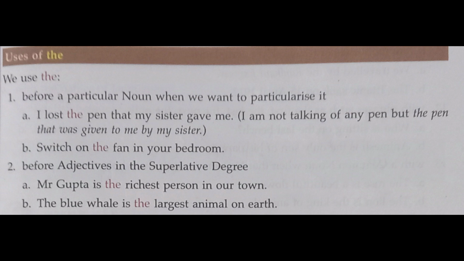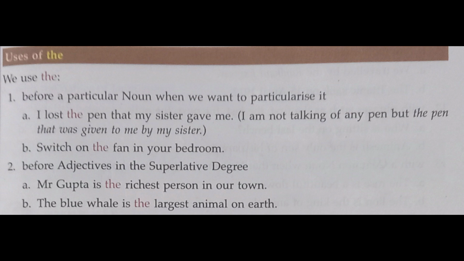All right. Number two, the is used before the adjectives in the superlative degree. For example, Mr. Gupta is the richest person in our town. Here, richest is the adjective of superlative degree. That's why we have used the article the.